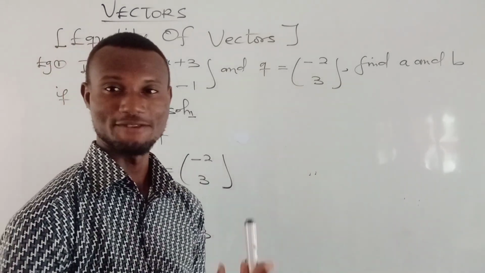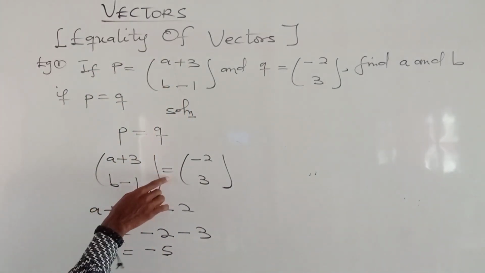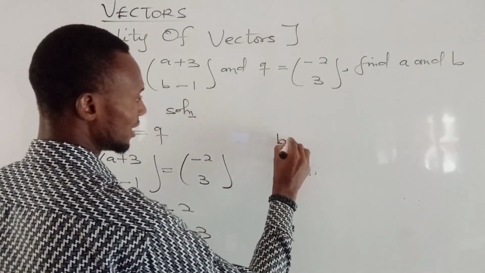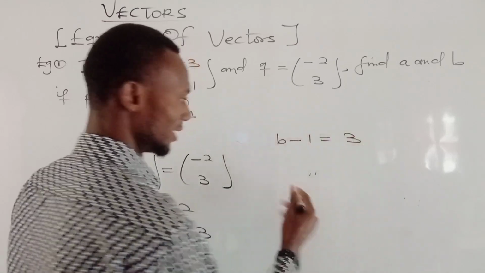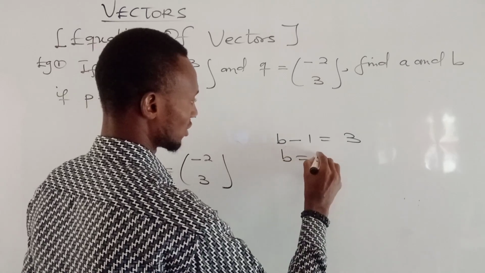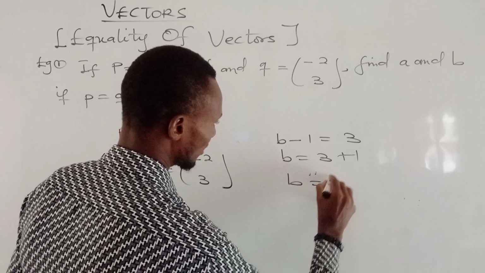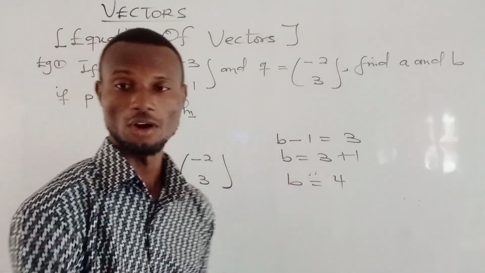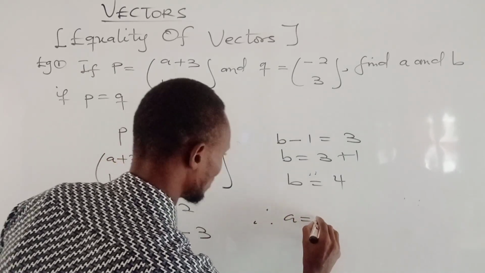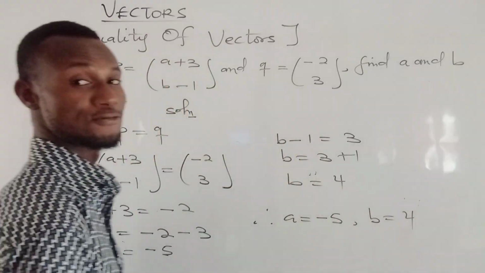Now let's go ahead and find the value of B as well. Again, I'm going to do B minus 1 equals 3. You equate corresponding components, so I'll have B minus 1 equals 3. Again, this is a simple linear equation to solve for B. So B equals 3 plus 1. So B equals 4, and that is the value of B as well. Therefore I have A equals minus 5 and B equals 4. This is the final answer.